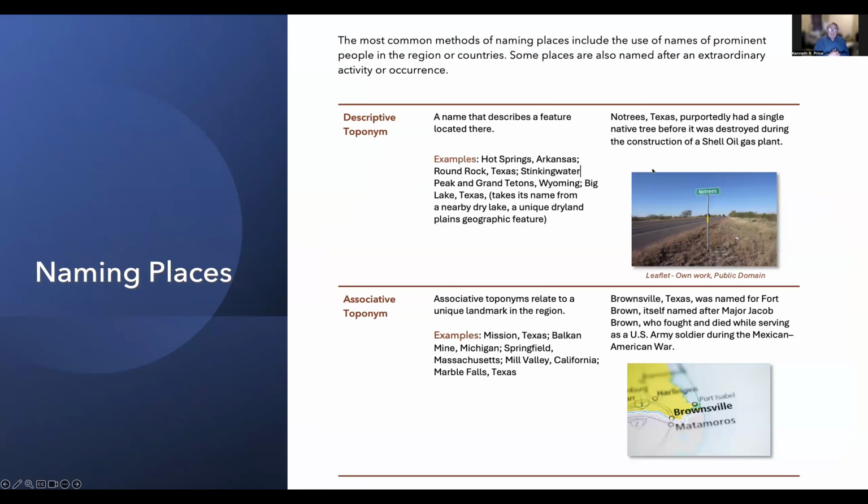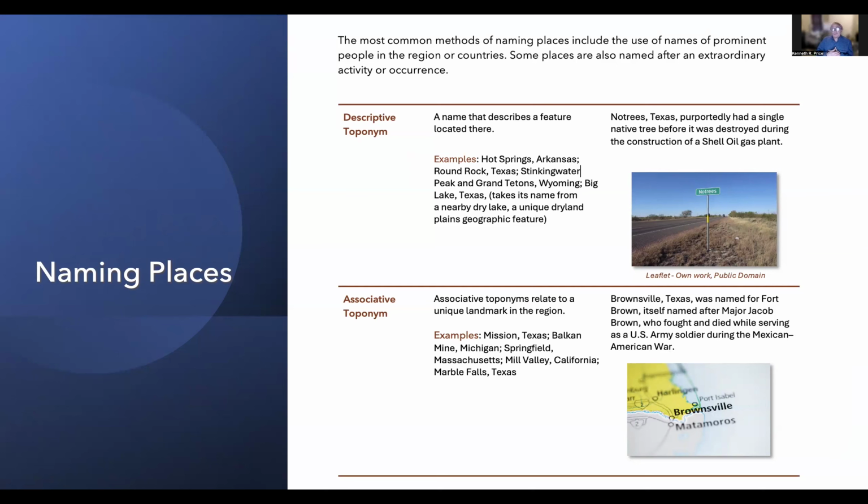You can see naming places. This is from my textbook, derived where the methods that were naming places were. And what I do in my technical writing textbook, as well as in my class, is I go through the different toponyms and I have the descriptive. My students always think this is interesting as well.